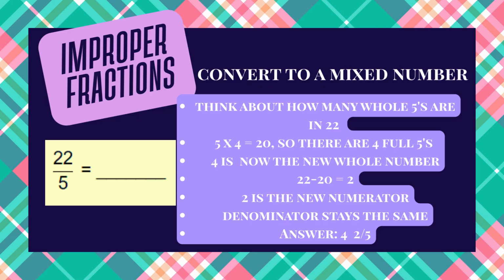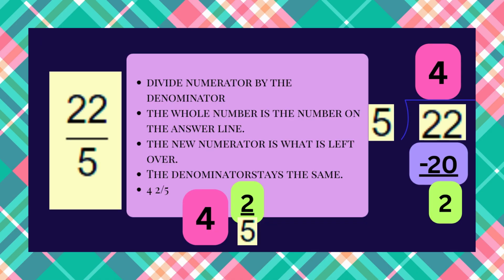To find the leftover amount, you subtract 20 from 22, which gives you 2. This 2 becomes your new numerator, and the denominator stays the same at 5. So your final answer is 4 2/5. As well, if you were simply performing the calculation, you know you would need to divide the numerator by the denominator.